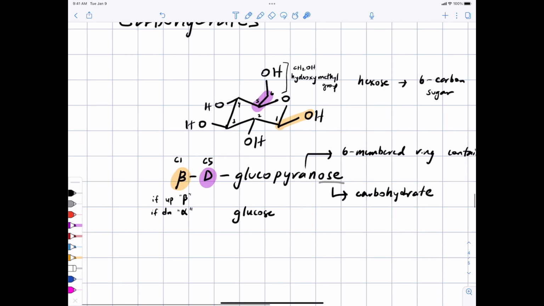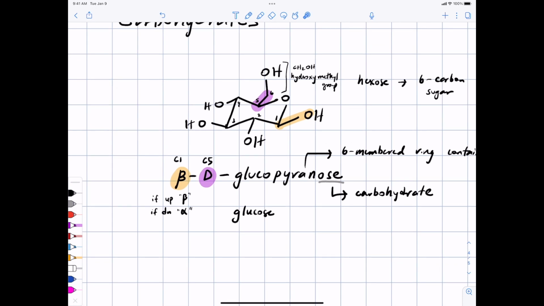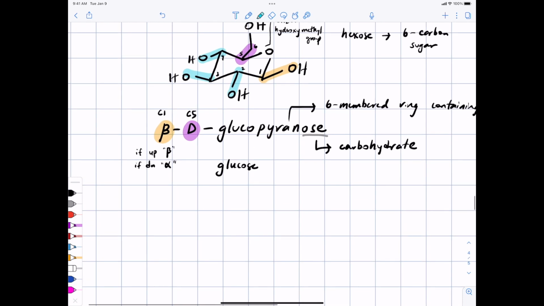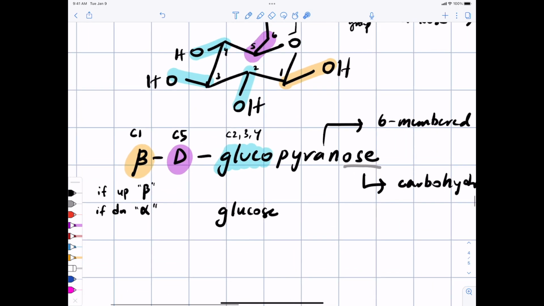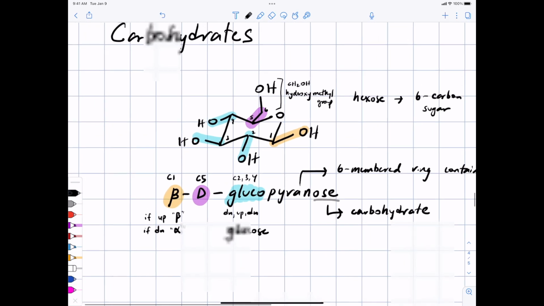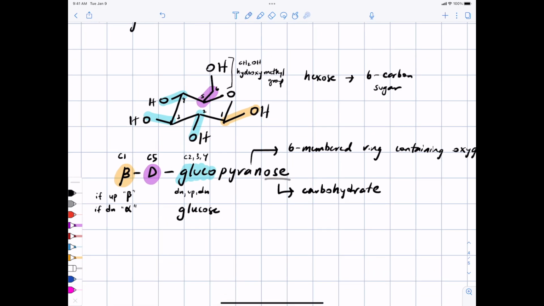Gluco refers to stereochemistry at carbons 2, 3, and 4. When drawn in this most stable chair conformation, the stereochemistry at carbons 2, 3, and 4 is all equatorial. Okay, or I guess down, up, down. Okay?